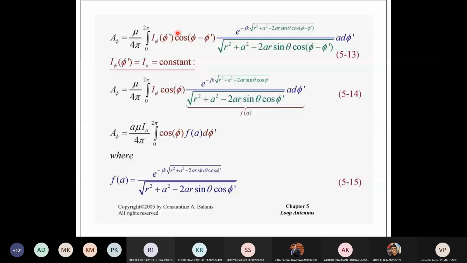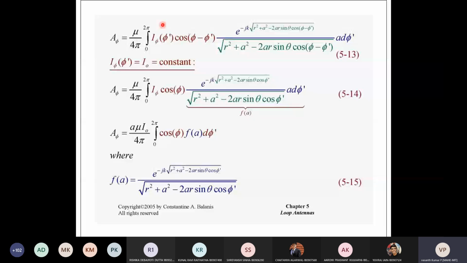Now A phi, I phi of phi dash. Since the current is in the phi direction, A also should be in the phi direction. The direction of A is decided by the direction of I. I of phi dash cos of phi minus phi dash, and I of phi dash is equal to I naught. We are making an approximation that the current is constant throughout the loop. For the infinitesimal dipole, we took the current as constant, and here also we take it constant throughout the loop.